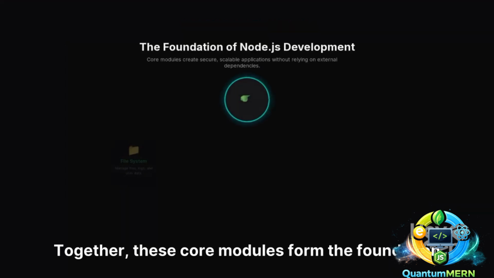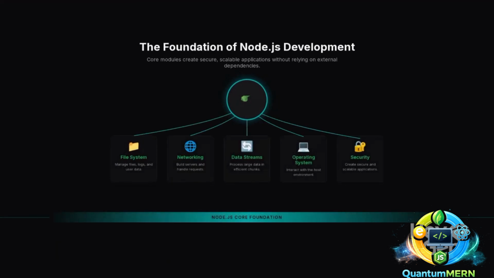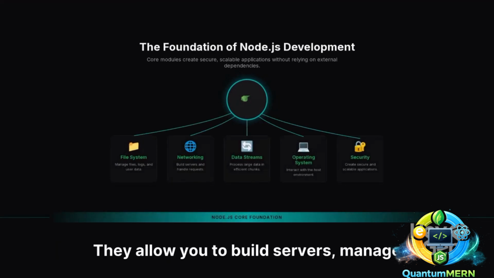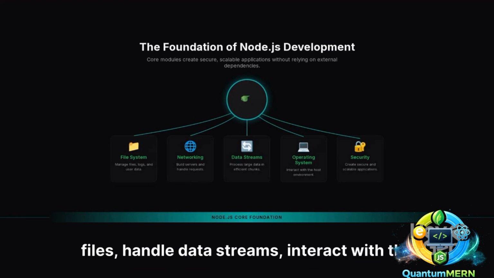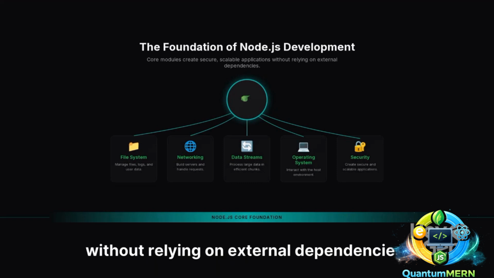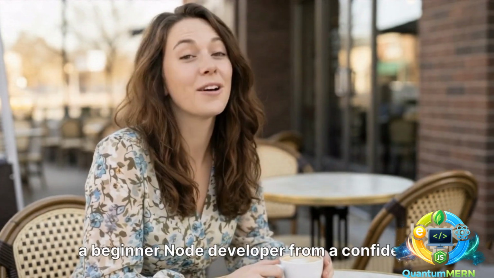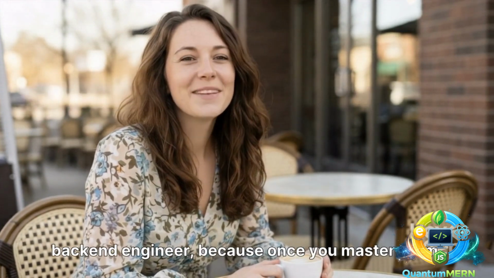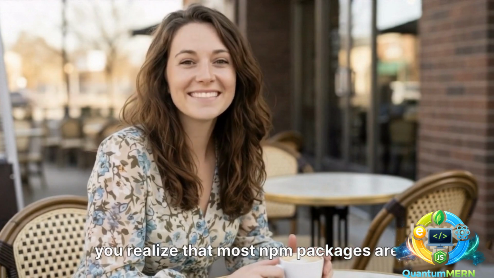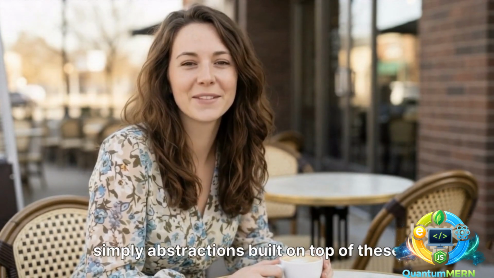Together, these core modules form the foundation of Node.js development. They allow you to build servers, manage files, handle data streams, interact with the operating system, and create secure, scalable applications without relying on external dependencies. Understanding these modules deeply is what separates a beginner Node developer from a confident backend engineer, because once you master them, you realize that most npm packages are simply abstractions built on top of these core modules.